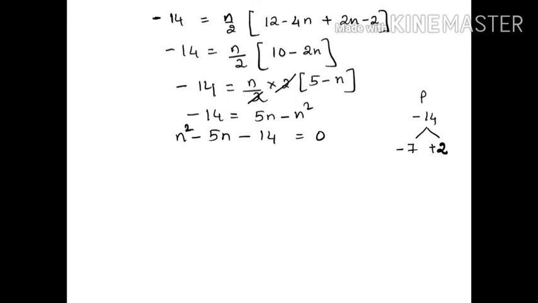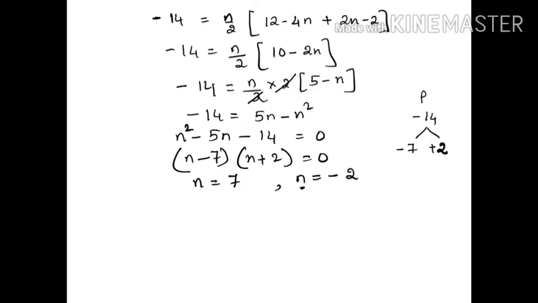the product is minus 14, and the sum of minus 7 plus 2 is minus 5. So the factors are n minus 7 and n plus 2. Equating each bracket to 0, we get n equal to 7 and n equal to minus 2. Since n is the number of terms of the AP, a negative number is not acceptable, so the number of terms of this AP is 7.